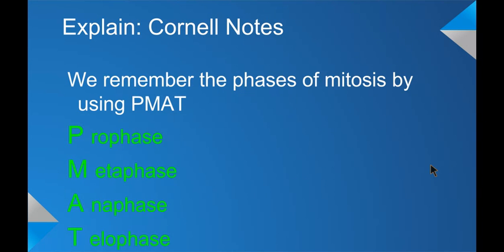We remember the phases of mitosis that Tim and Moby talked about by using the acronym PMAT. You need to get this down in your notebook. The P stands for prophase, M metaphase, A anaphase, T telophase. Please pause the video if you need more time to get PMAT down in your notes.